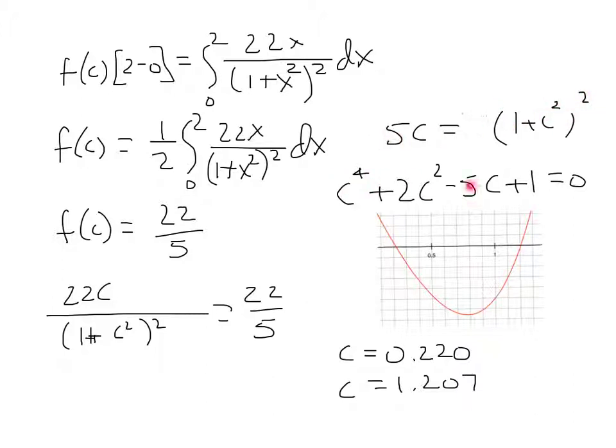And then if we multiply that out and bring the 5c over, we just have this equation here that we can set equal to 0. Use a graph and find these intersections where it hits the x-axis. And we find those, we can approximate those to be 0.220 and 1.207. You can approximate those with your graphing calculator.